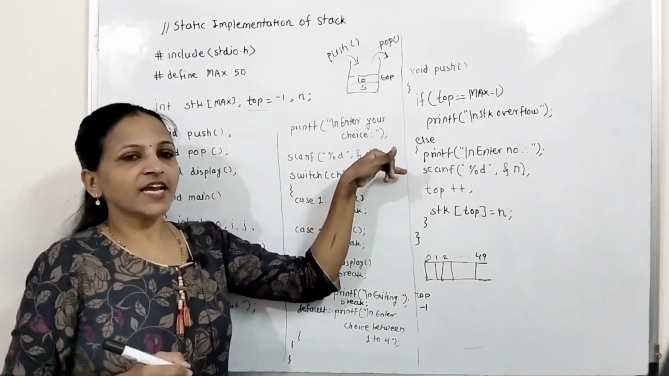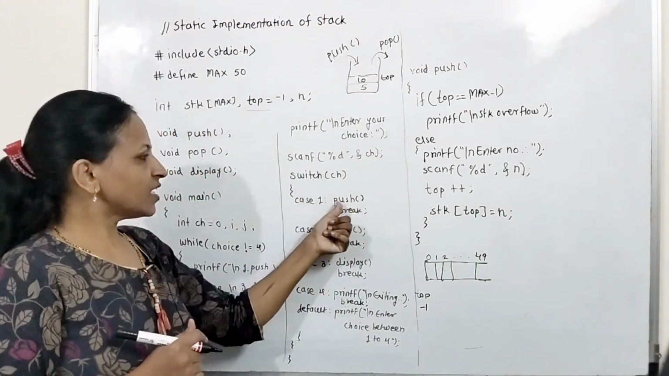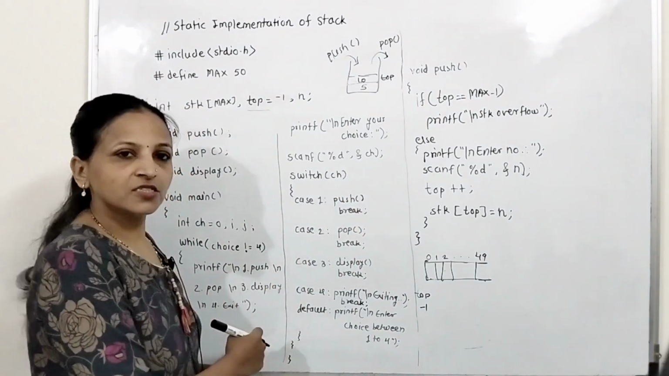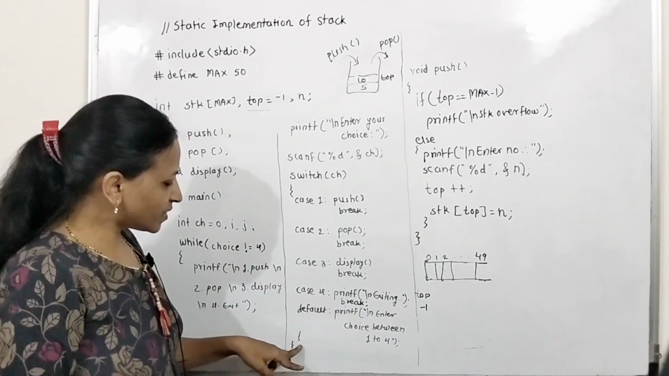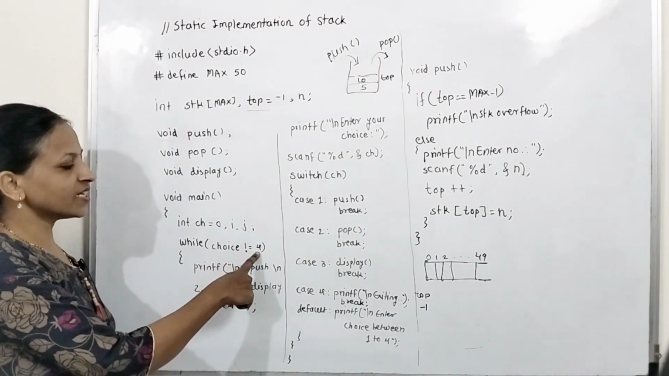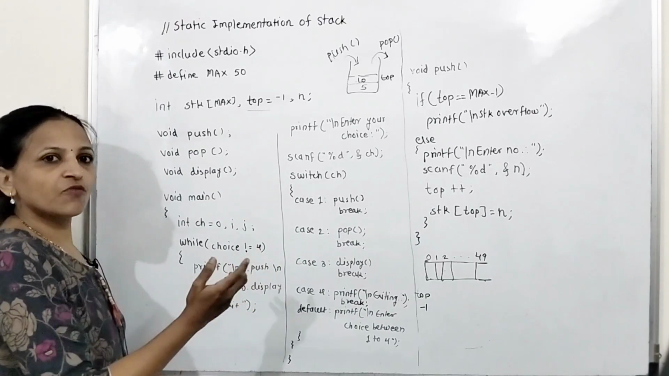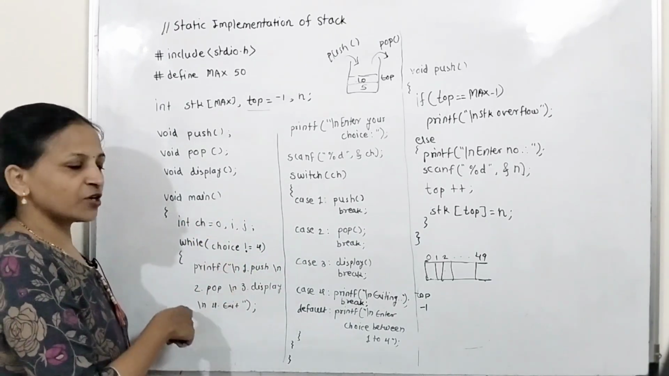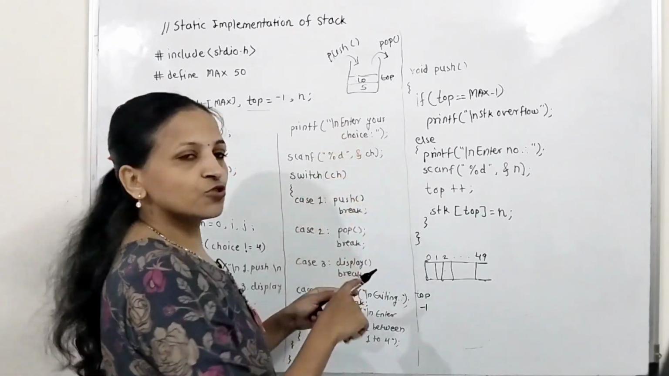Now suppose the user has entered one choice, then push will be called, and break means it will come out of that choice. Again the same while loop is repeated. Suppose the next choice is not equal to 4. Yes, of course it is not equal to 4. The choice is currently 1, so again that menu will be displayed, and the enter your choice option will be displayed.